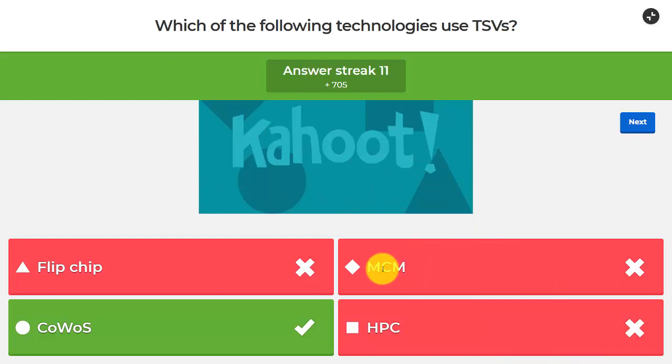So when we go back to the answer, MCM does not use through silicon vias. It's just a bunch of chips that are in the same package and they're probably wire bonded together. Flip chip doesn't use through silicon vias. It has its bumps on the top layer. HPC stands for high performance computing. It doesn't have anything to do with packaging technology. I mean, it uses obviously packaging technology, but not in the context of this question. And CoWoS is one of TSMC's products for 2.5D integration, which does use through silicon vias.